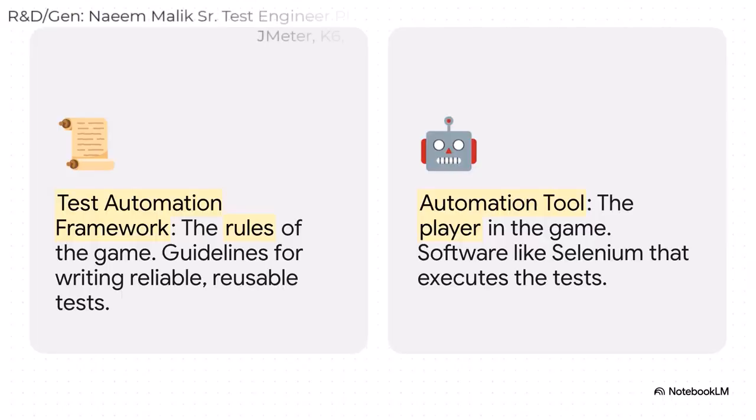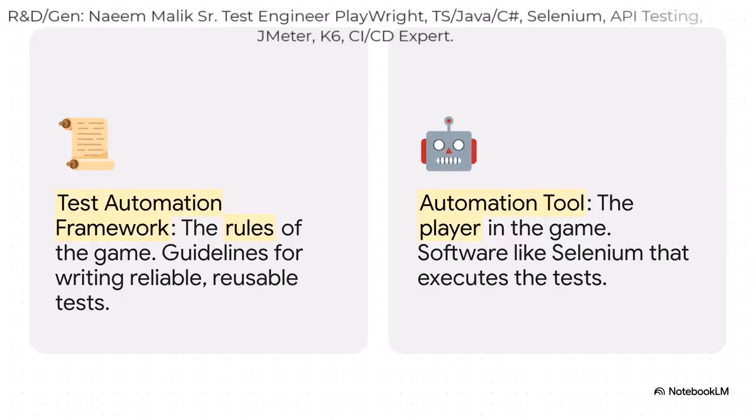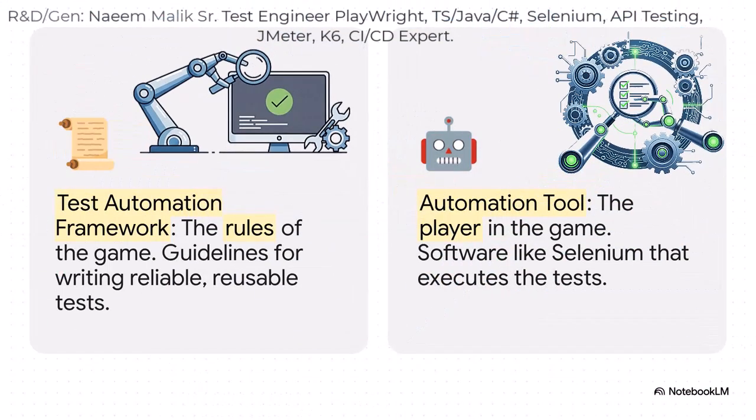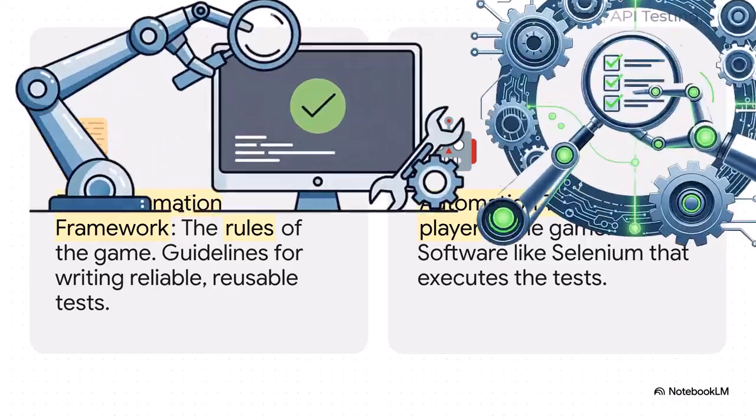Now, this one trips people up all the time, so let's make it super simple. Think of it like a game. The automation framework is the rulebook. It's not a piece of software, but a set of guidelines for how you write good, reusable tests. The automation tool, on the other hand, that's the player. That's the software like Selenium or Playwright that actually runs on the field and plays by the rules.